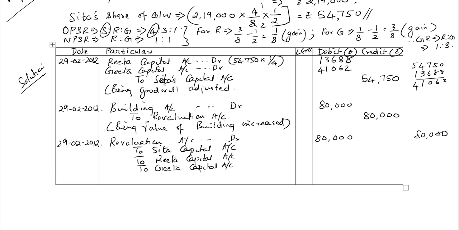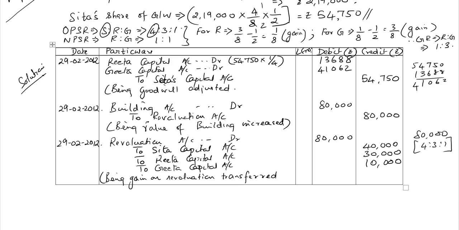₹80,000 in OPSR, 4:3:1. 40,000 against Sita's capital account, 30,000 against Rita's capital account, and 10,000 against Geeta's capital account, being the gain on revaluation transferred. So these are the three journal entries, the solution to this example sum.